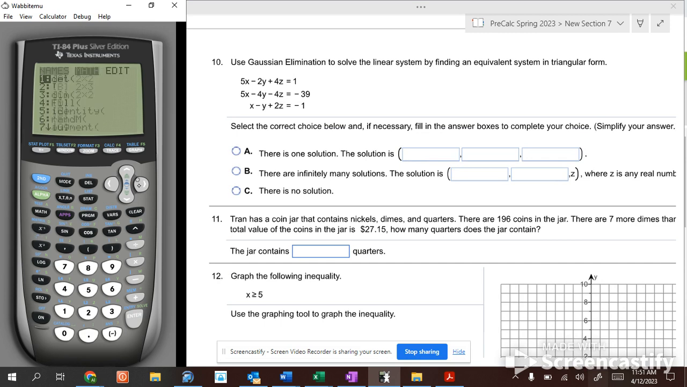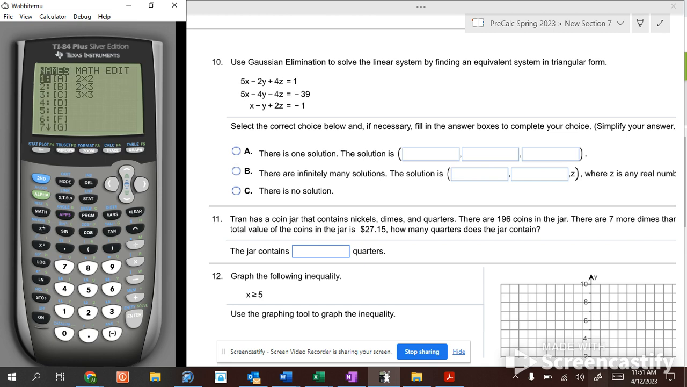So second matrix, in the first matrix, we're going to do a 3 by 3 and put in the x and y and z. So it's going to be 5, negative 2, 4, 5, negative 4, negative 4, 1, negative 1, 2. That's a 3 by 3. Then we're going to do a 3 by 1.